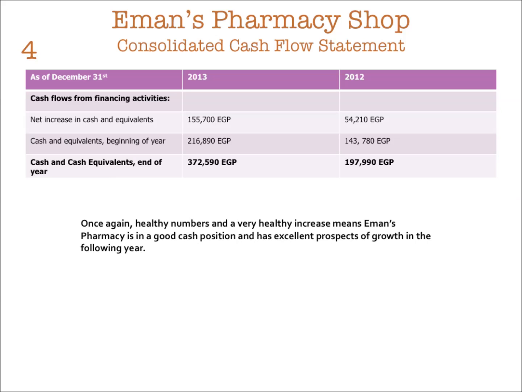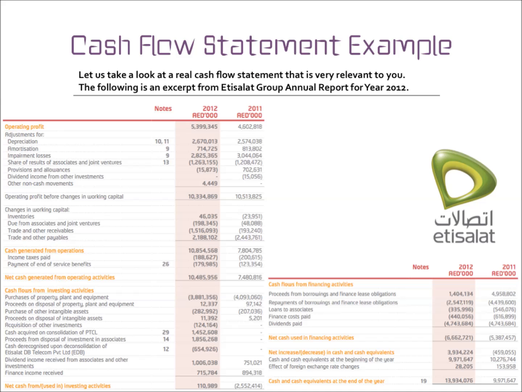Finally, cash and cash equivalents at end of year. Once again, healthy numbers and a very healthy increase means Eman's pharmacy is in a good cash position and has excellent prospects of growth in the following year. Now let us take a look at a real cash flow statement that is very relevant to you. The following is an excerpt from the Etisalat Group annual report for the year 2012.